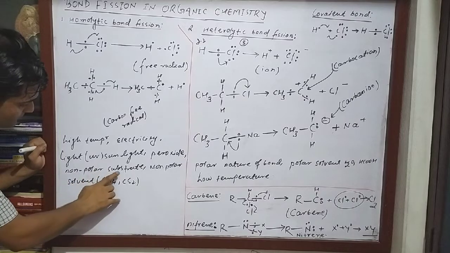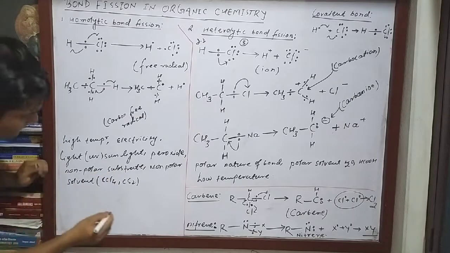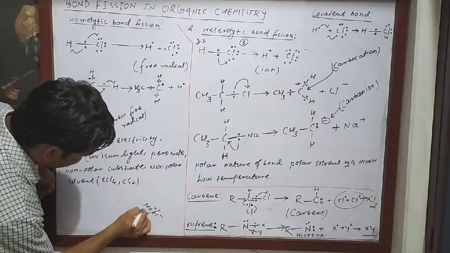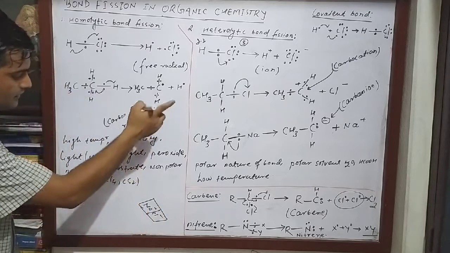Similarly, for a non-polar substrate, homolytic fission is favored. Suppose we take an NaCl molecule. This is ionic, therefore there is always heterolytic bond fission.